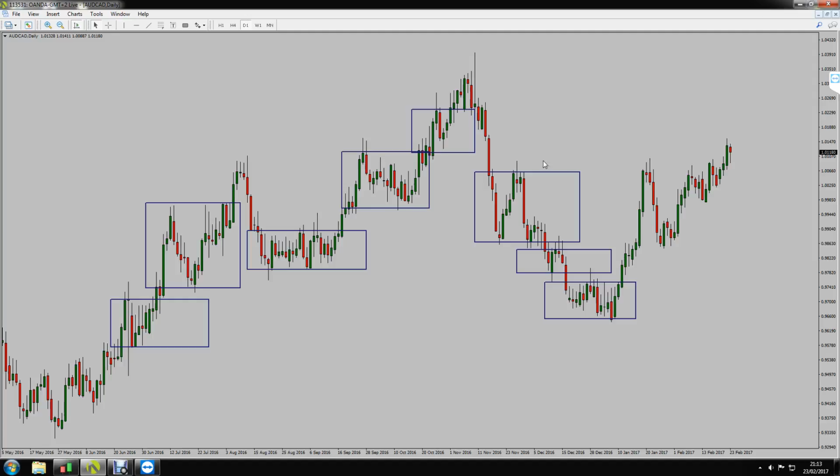Here it is. The range acts as resistance, the price closes below, starts a range, closes below, starts another one, where the previous range acts as resistance for the next one. This is one of the best indicators of market momentum.